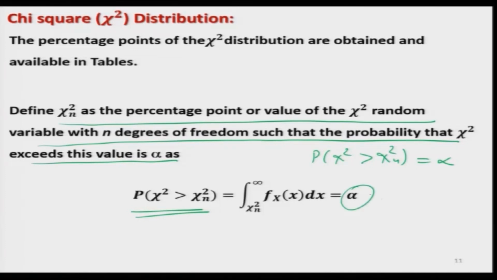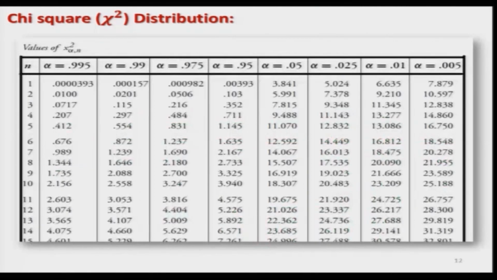Obviously, this alpha is going to lie between 0 and 1. You can see here that this probability can be computed by the integral from chi-square n to infinity of f(x) dx, where f(x) is the probability density function of chi-square n. If you try to solve it, you can get it, but solving such things is very difficult. So, we have this type of table. I am just giving you a snapshot: here there are various values of alpha, like alpha equal to 0.995, 0.99 and so on, and here are the degrees of freedom.